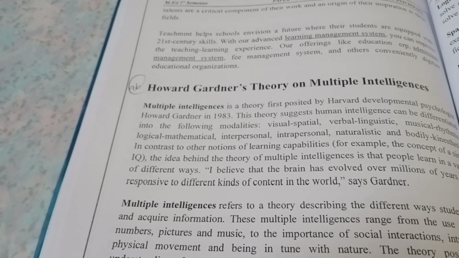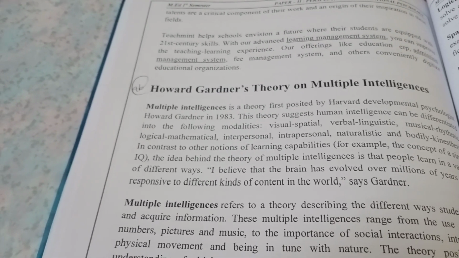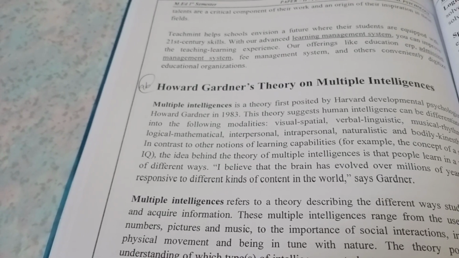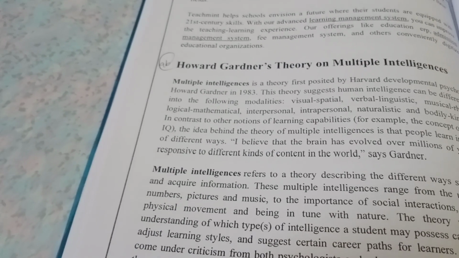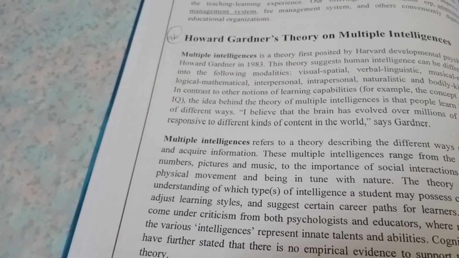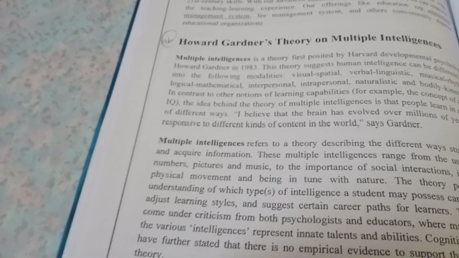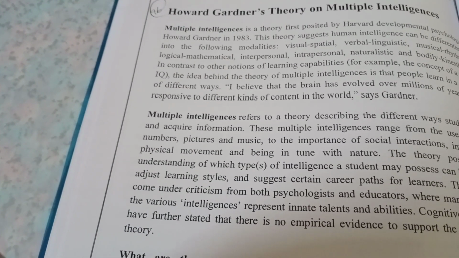I believe that the brain has evolved over millions of years to be responsive to different kinds of content in the world, says Gardner. Multiple intelligence refers to a theory describing the different ways students learn and acquire information.